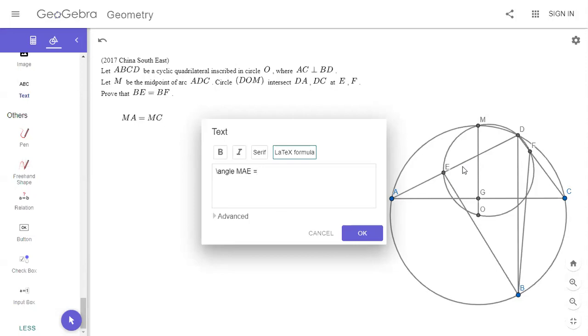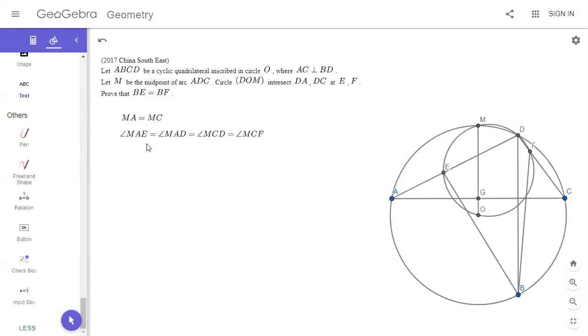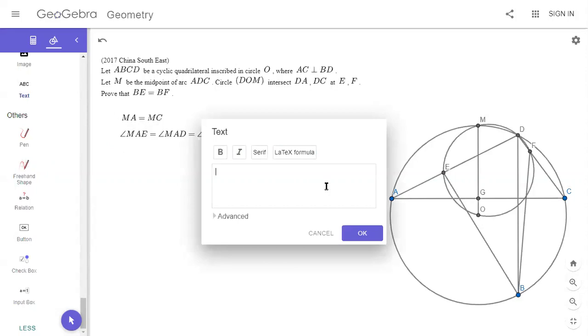Okay, so basically we have MA is equal to MC. And then I want to show MEA is congruent to MFC. What was I thinking here? I forgot. Yeah, so angle MAE is equal to angle MAD, which is equal to angle MCD, which is equal to angle MCF. And then we also have angle MEA is 180 minus angle MED, which is 180 minus angle MFD, which is equal to angle MFC.